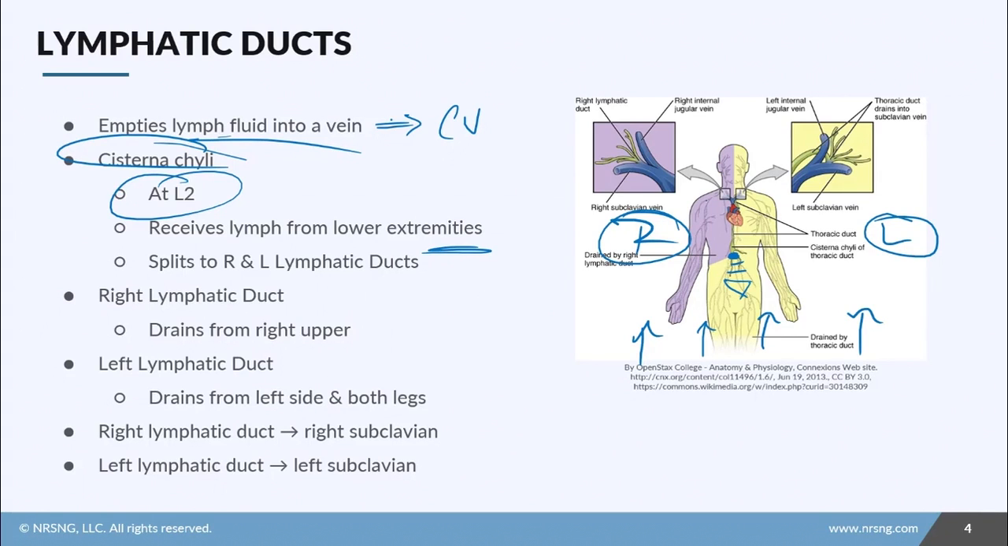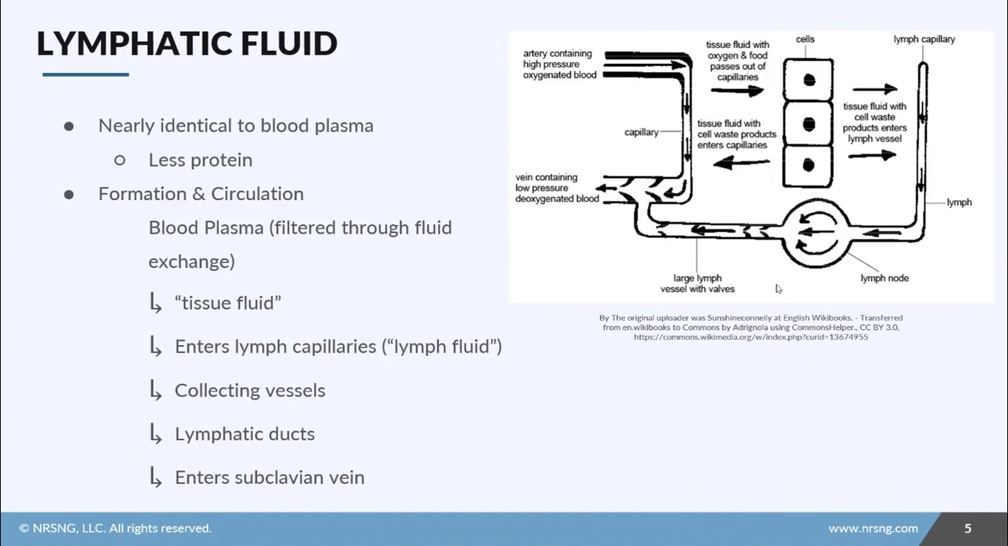Now, once it gets there, it has to find a spot to enter. So there's a clavicle right here, and there's a vein that is really important to the lymphatic system called the subclavian vein. Now, the right subclavian vein is going to get everything from the right lymphatic duct. The left subclavian vein is going to get everything from the thoracic duct on the left side and from the legs. So what's the transport medium for the lymphatic system? Well, it's going to be this lymphatic fluid, and the lymphatic fluid is nearly identical to blood plasma. It just has less protein.